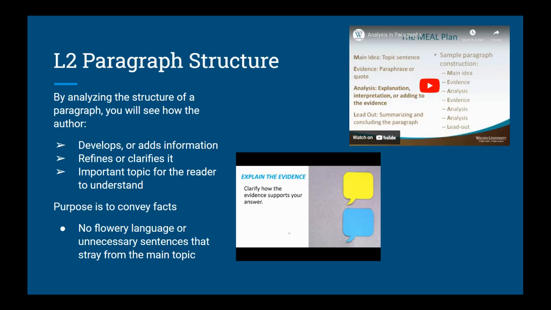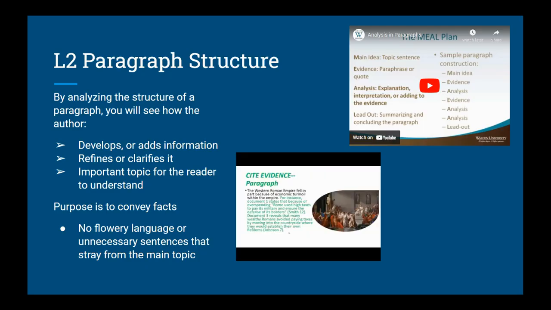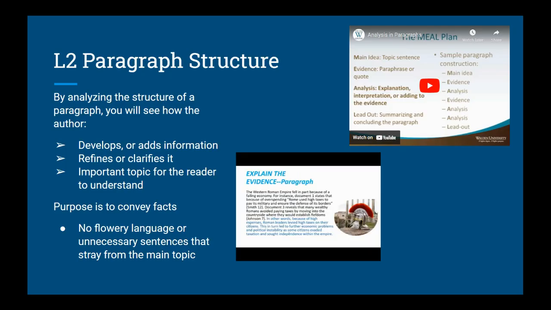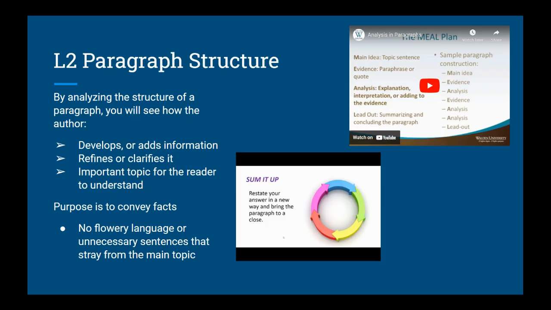We don't want to just make the evidence, say it in another way, but we want to continue to develop the paragraph. So here I state, in other words, because of high expenses, Roman leaders levied high taxes on their citizens. And then I'm showing the effect of this. This, in turn, led to further economic problems and political instability as some citizens evaded taxation and sought independence within the empire.